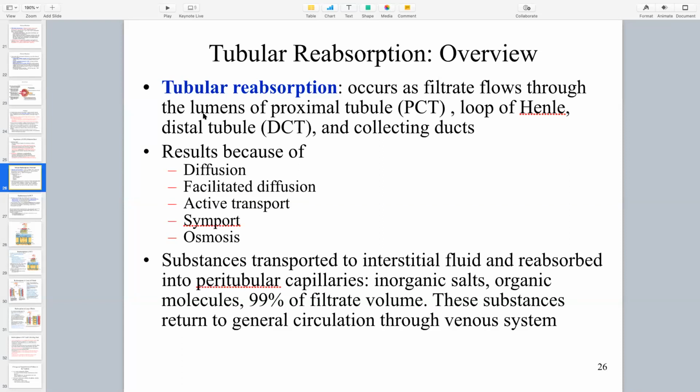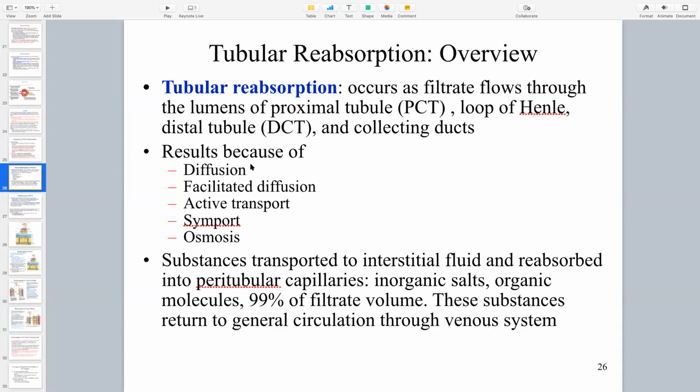Again, we do not use the term urine until it goes into your minor calyx. That fluid that we filtered, and now it's running down your proximal convoluted tubule, then going through the loop of Henle, then up and through the distal convoluted tubule, and then into the collecting ducts. That fluid is called filtrate. It's not urine, it's called filtrate because we've already just filtered it.